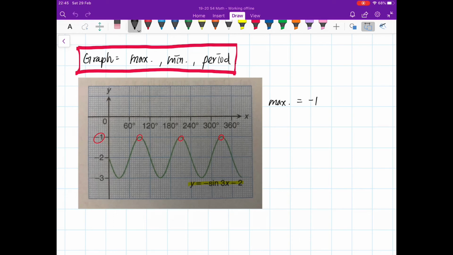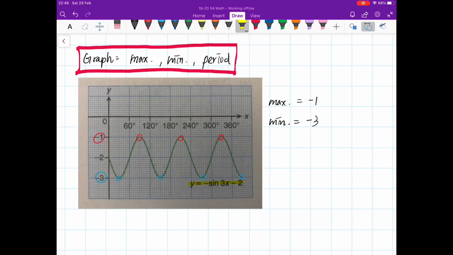Okay, similarly, for the minimum point, we are going to find the lowest point for this green line. Okay, so it should be here. And its corresponding value is negative 3. Then we can say that the minimum value is negative 3.